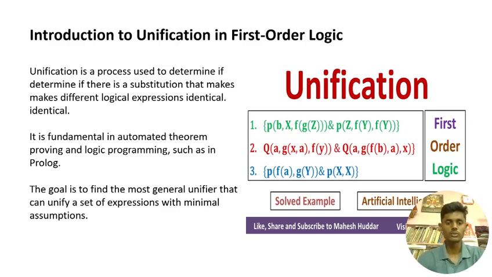Introduction to unification in first order logic. Unification is a process used to define if there is a substitution that makes different logical expressions identical. It is fundamental in automated theorem proving and logic programming, such as in Prolog. The goal is to find the most general unifier that can unify a set of expressions with minimal assumptions. As shown in this figure, first order logic is shown.